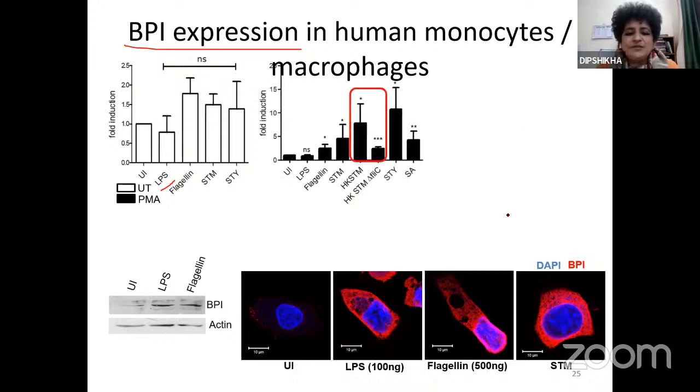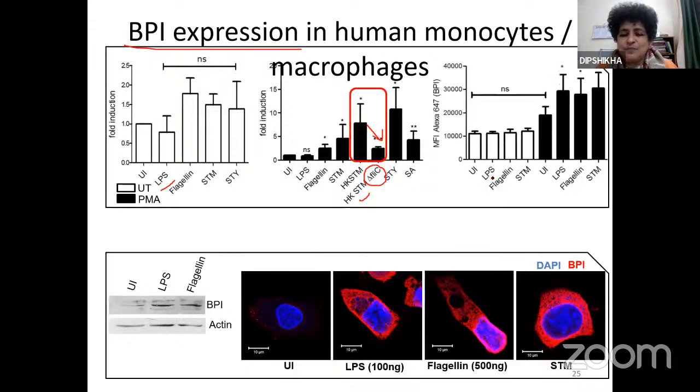Now, in this particular condition, what is notable is that when you give them heat-killed Salmonella, that means you take the Salmonella and kill it, the induction of the BPI is very high. But when you give them a Salmonella which does not have the flagellin, that is the delta fliC, the fold induction decreases. That means it is not dependent on the live bacteria to give rise to this particular antimicrobial protein, but it is the flagellin. Most probably it is the flagella which does the job.